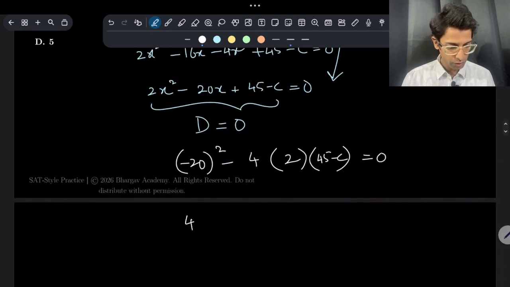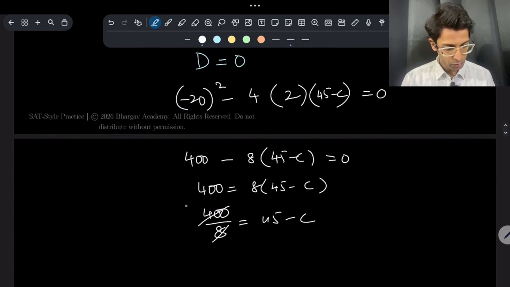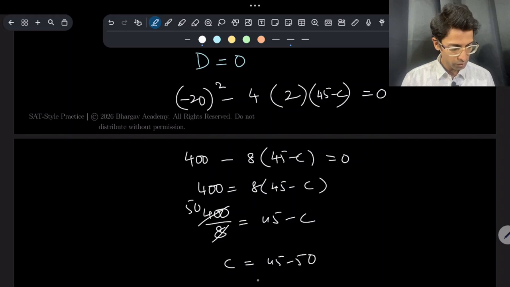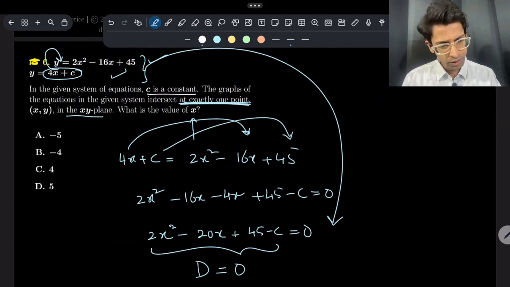So this is 400 minus 8 into 45 minus c is equal to 0. 400 should be equal to 8 into 45 minus c. So 400 by 8 should be equal to 45 minus c. 8 goes 50 times. So c equal to 45 minus 50, which is equal to minus 5. C equal to minus 5 is the answer. Let me do this on Desmos and see how it goes.